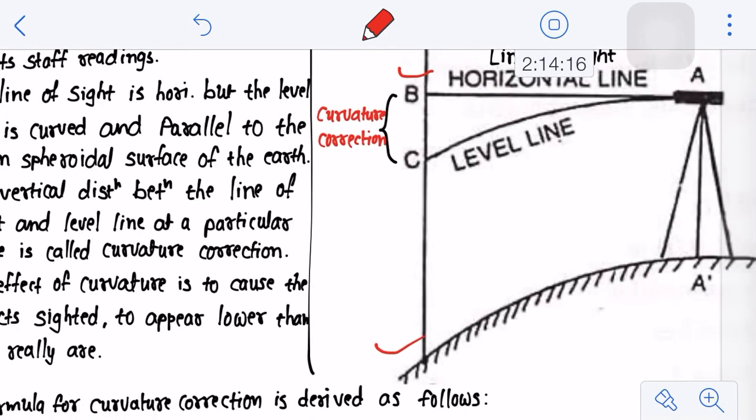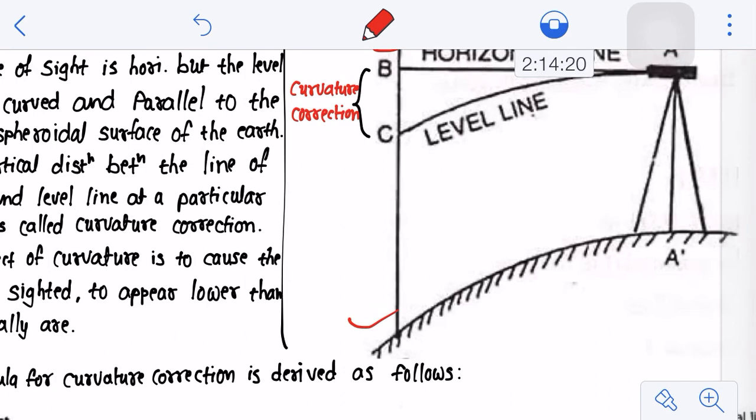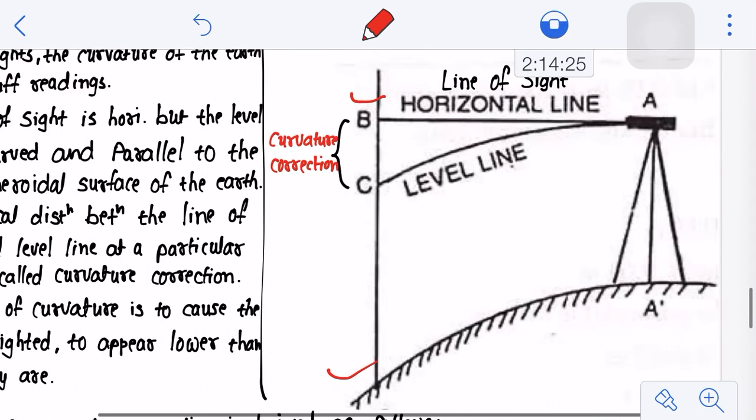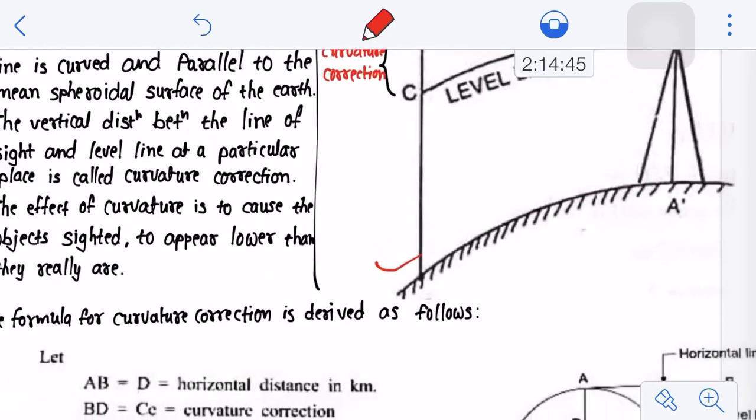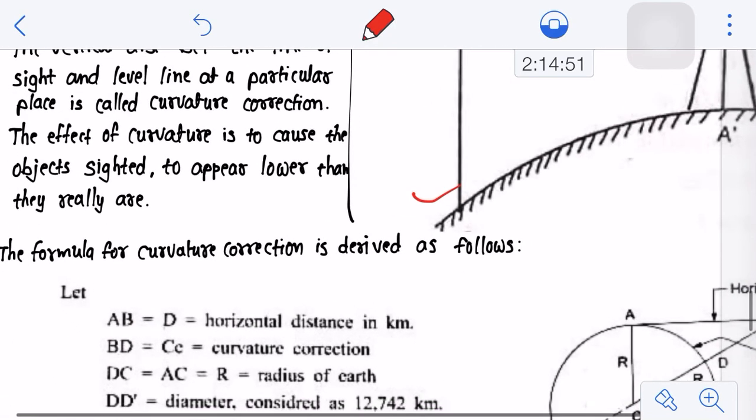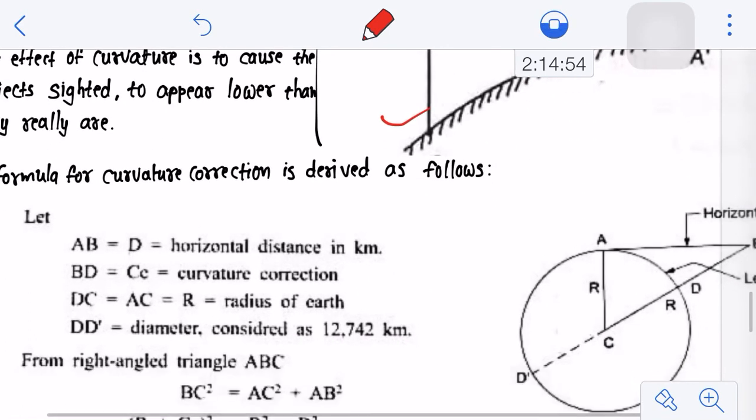What does it mean? Imagine if the earth is flat, not curved, you would get your reading at B and not at C. But as the surface of the earth is spheroidal, your level line will be parallel to the spheroidal surface, and you will get your reading at C and not at B. That's why it gives somewhat less reading than what is actually available from the horizontal line of sight. The difference between these two is known as the curvature correction. Generally it is applied when the distance between your instrument and your station is quite large.